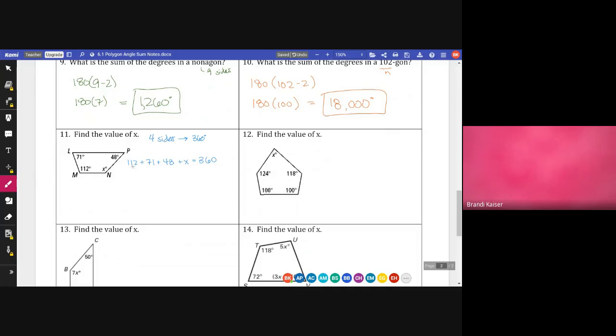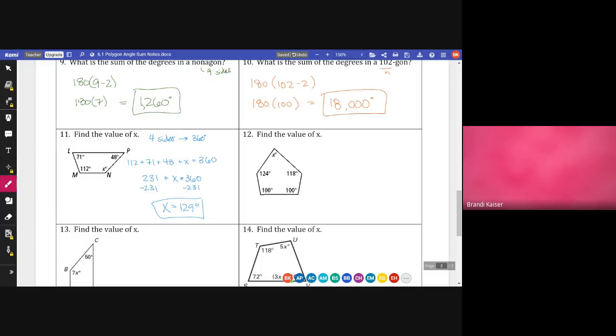So I can combine 112 plus 71 plus 48. That's going to be 231 plus x equals 360. And then if we want to solve for x, all we have to do is subtract the 231 from the 360, and we should be able to find x. When we subtract, we are left with 129. So the missing angle we had to find was 129 degrees.